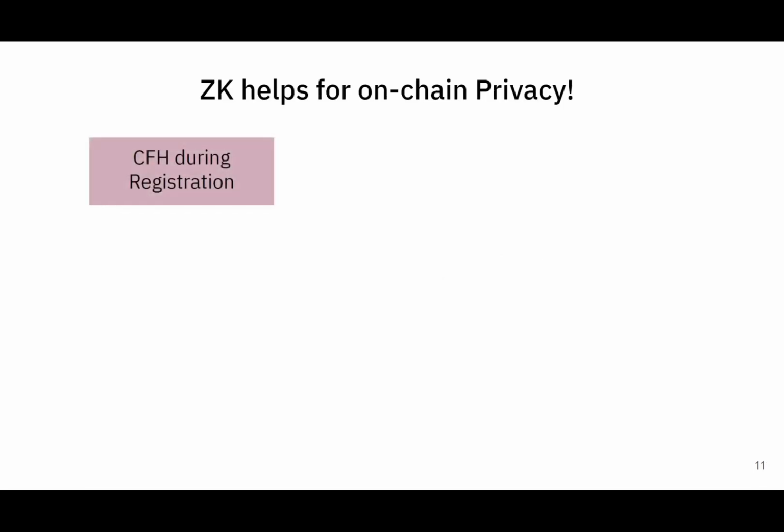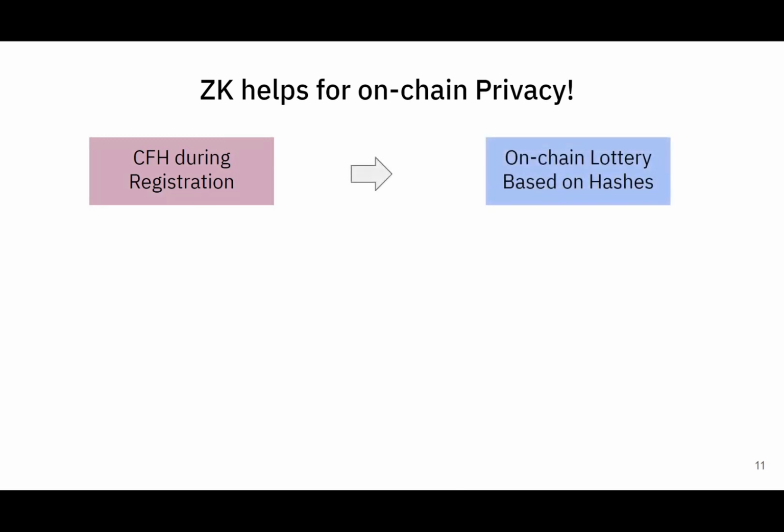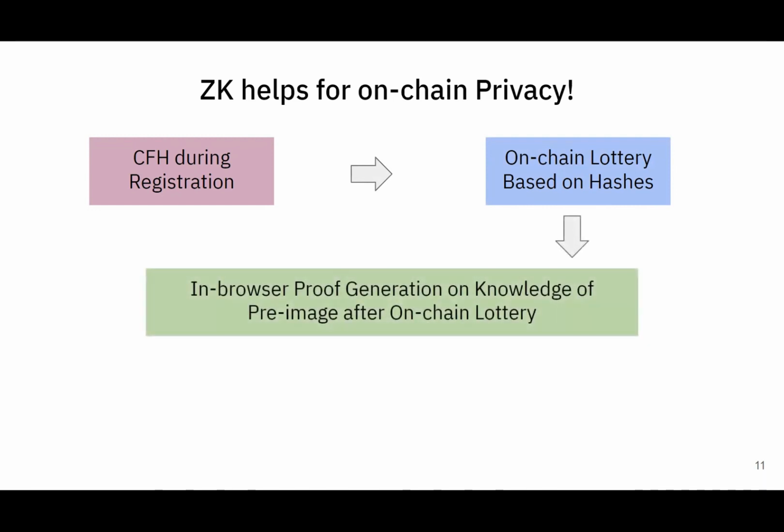And so in this case, the workflow would be slightly different. During the registration, we ask users to run a hash function, probably a Keccak function, on their email or whatever. Then we can do the on-chain lottery based on these hashes, right? So on-chain we can only see the hash. There's nothing leaked, right? And once we find the winners, there would be a selected hash on the blockchain.